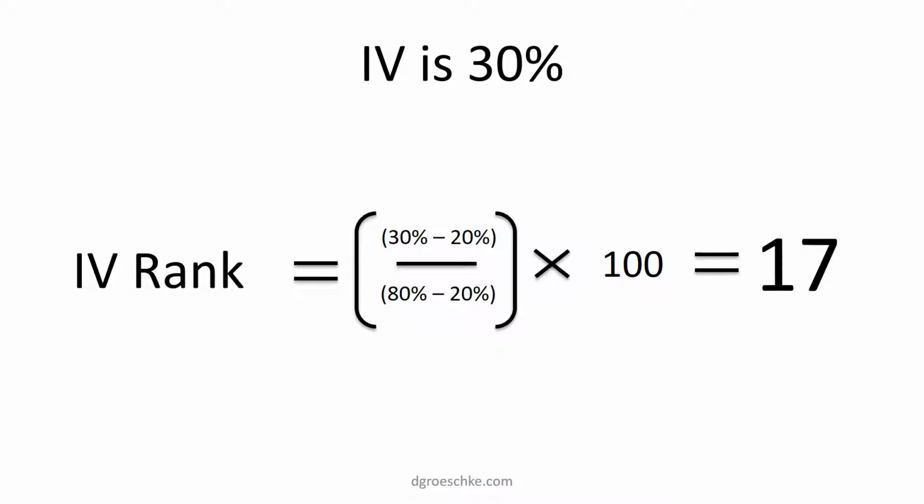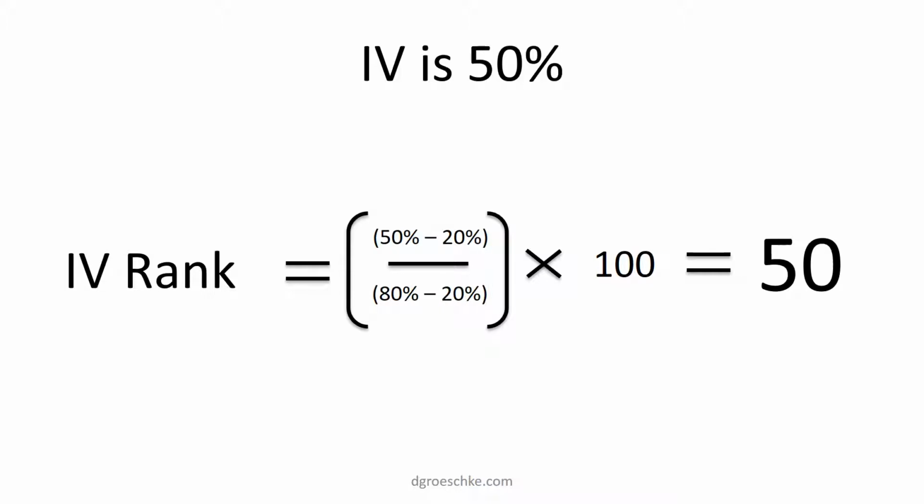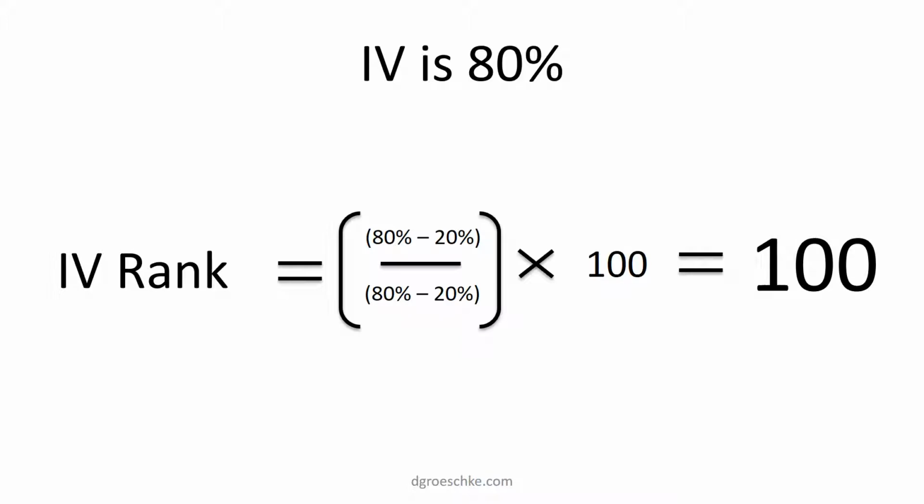This is a low IV environment. In the second scenario, if IV is currently at 50%, our IV rank will be at 50% or 50. This will be classified as high or relatively high IV ranking. The third scenario shows that IV rank is at its highest. When IV is 80%, IV rank will show 100.